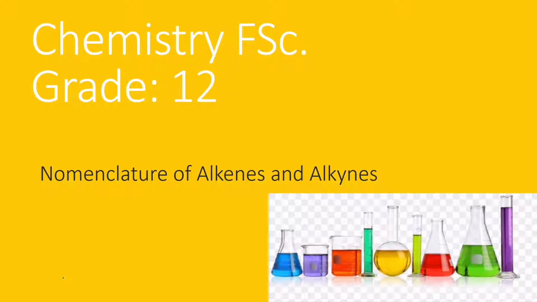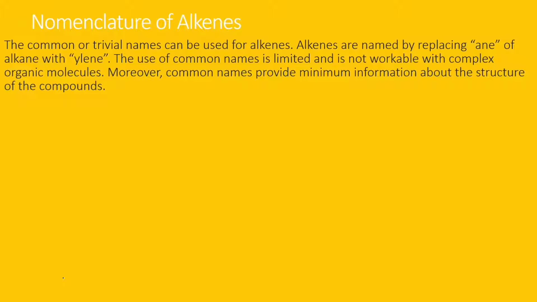Today we are going to study the nomenclature of alkenes and alkynes. Like alkanes, alkenes also have common and trivial names. For naming an alkene according to its common or trivial name, the ending "ane" for alkanes is replaced by "ylene", Y-L-E-N-E.